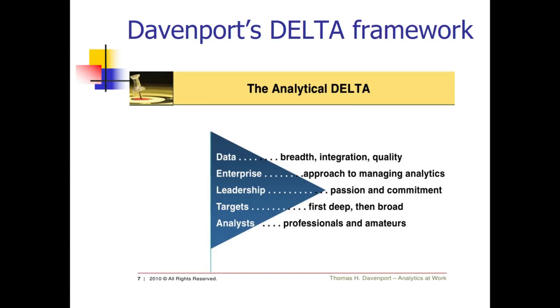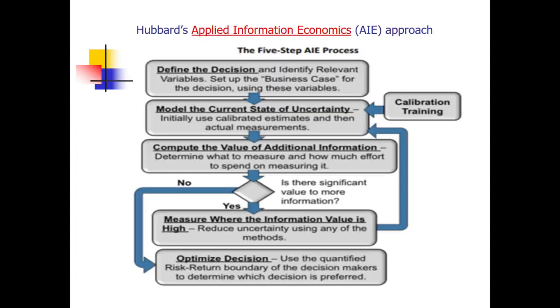Next framework I already told you, that is Davenport's Delta framework. This is one framework which is related to the data, enterprise, leadership, targets and analysts. Why is it called Delta? Because all its own features start with the letter Delta, so it is represented in terms of a triangle. This is one of the frameworks.